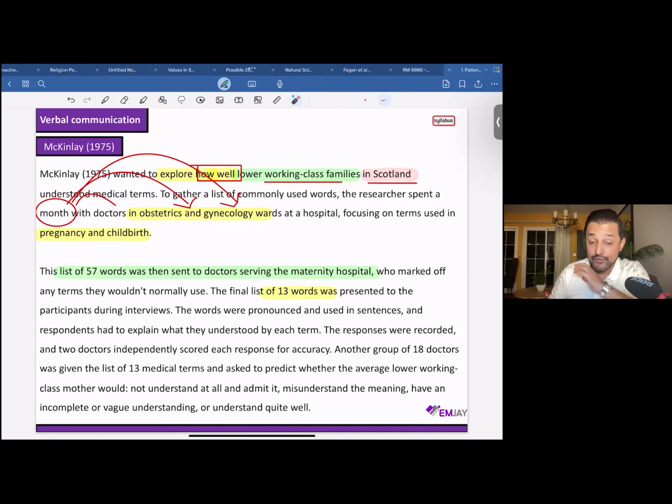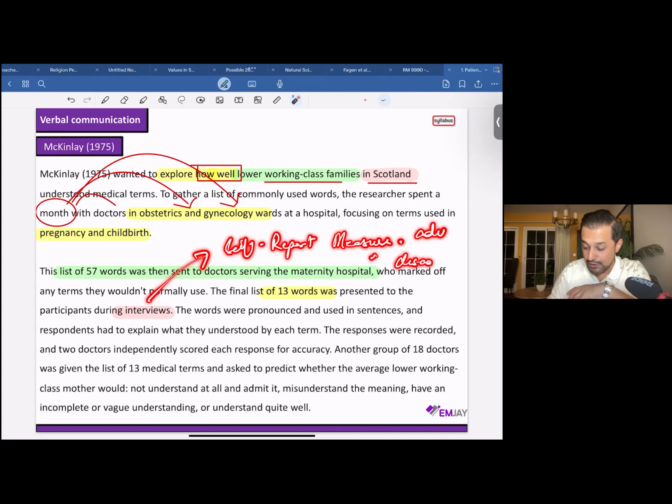Now, the final list of 13 words was presented to the participants during an interview. An interview being used over here, let me remind you again, is an example of a self-report measure. All the advantages and the disadvantages of a self-report measure need to be remembered and put to use wherever required.